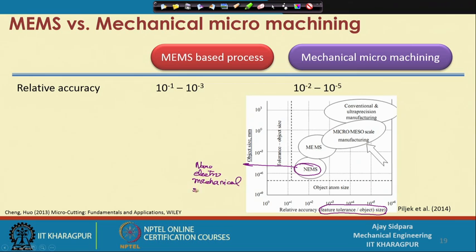Nano electromechanical system. This is known, it is a micro electromechanical system, and this is our processes which we are covering here, the conventional and the ultra precision manufacturing processes. Now, this is the object size. So, here you can see it is very small, it is in 10 raised to minus 9 millimeter size.